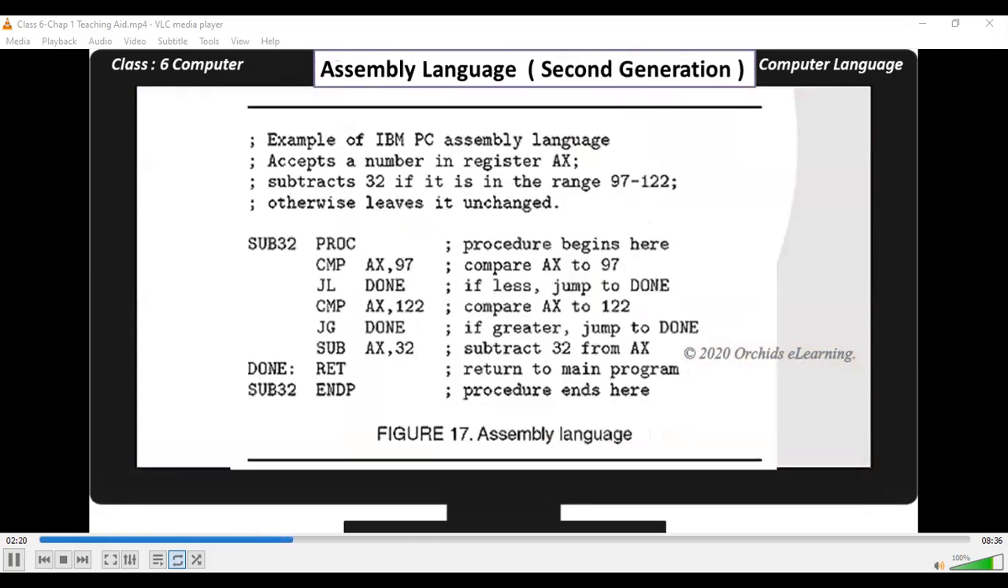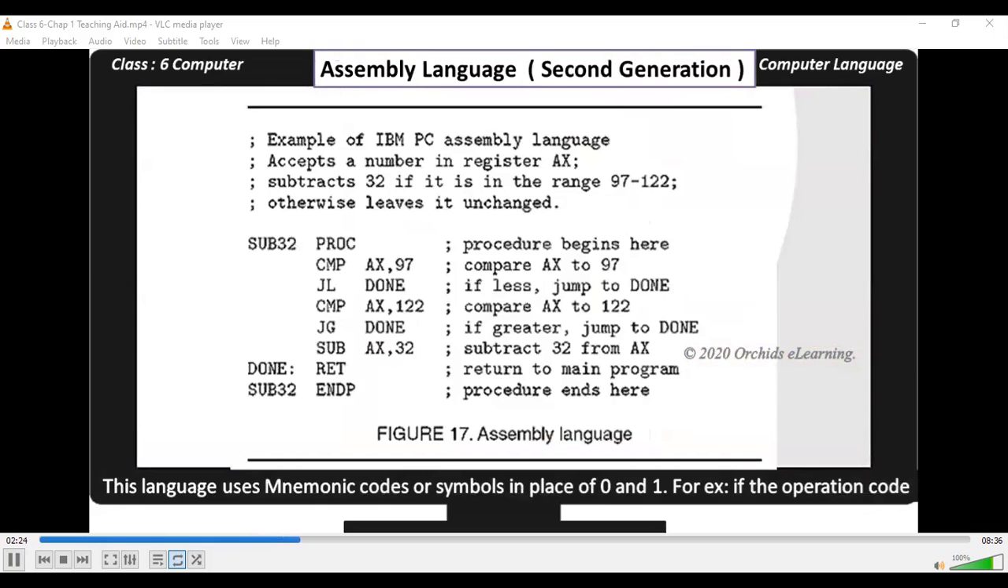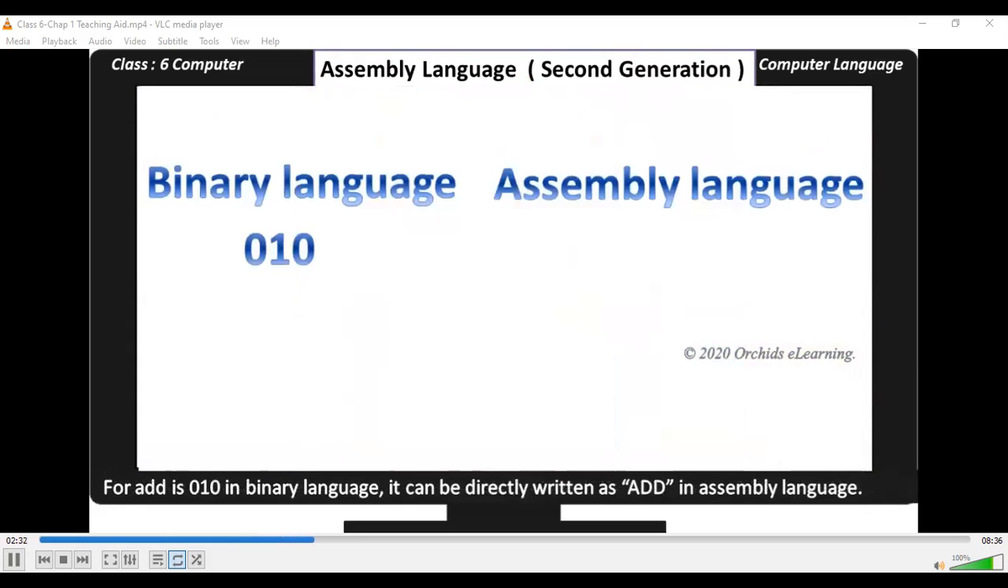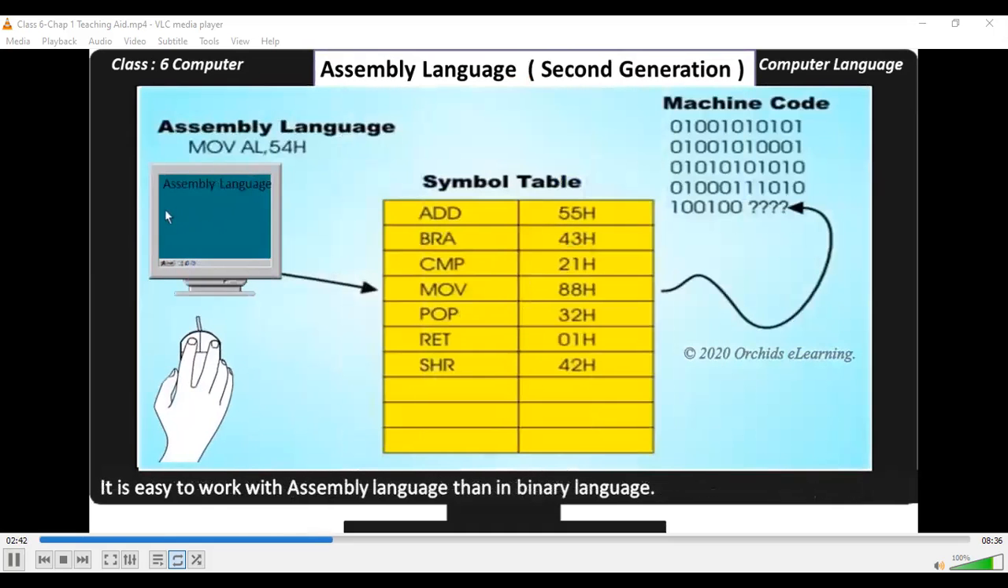Assembly language, second generation. This language uses mnemonic codes or symbols in place of 0 and 1. For example, if the operation code for add is 010 in binary language, it can be directly written as add in assembly language, because assembly language uses symbolic code. Hence, it is easier to work with assembly language than binary language.